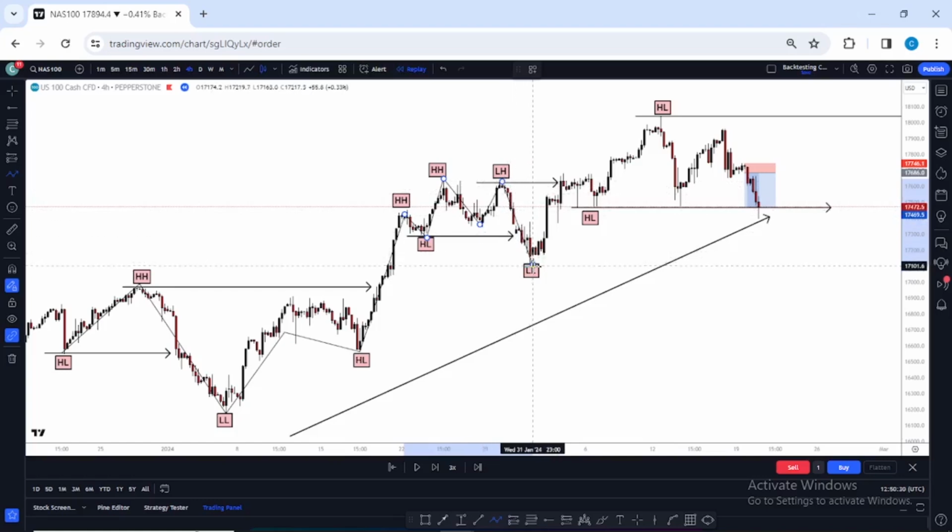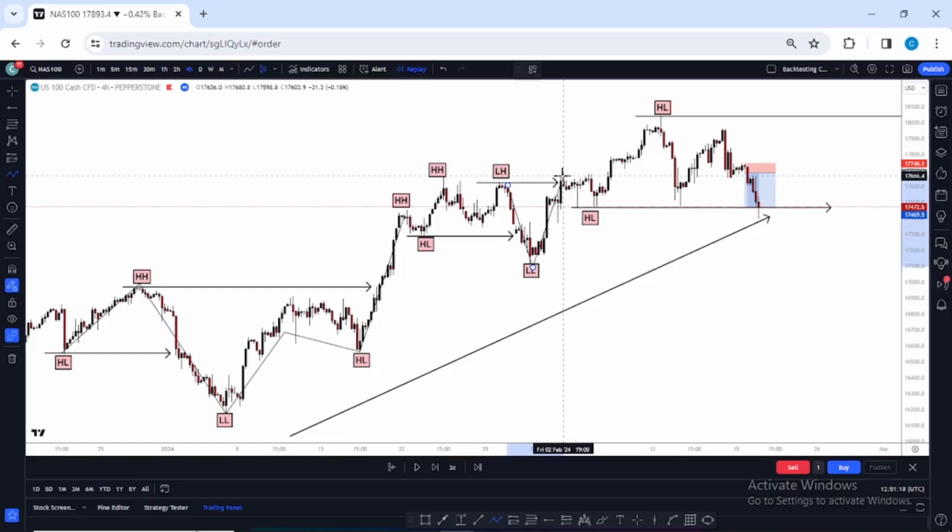So after this lower high was created, what were we expecting price to do? We were expecting price to retrace back to create a new lower high, then a new lower low, so we can continue to the downside. But is that what price did? No. What did price do after it created this lower low? It went back up to create a new higher high. You get me? So at this point, structure is no more bearish. Structure is still bullish. You get my point?